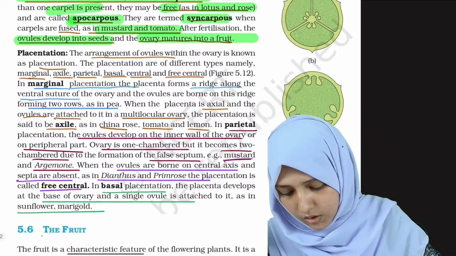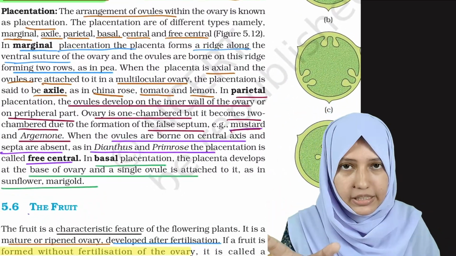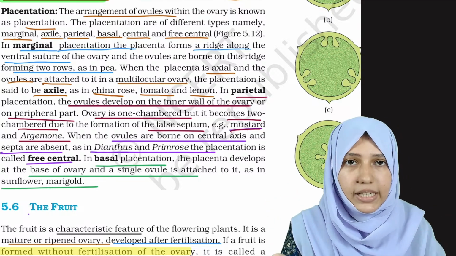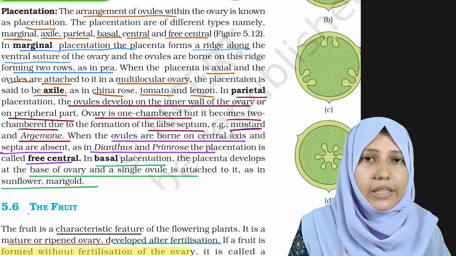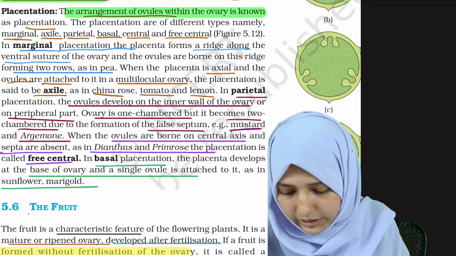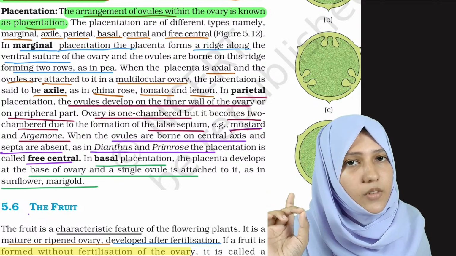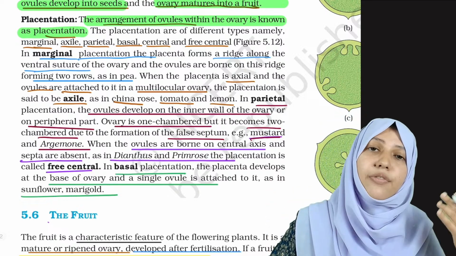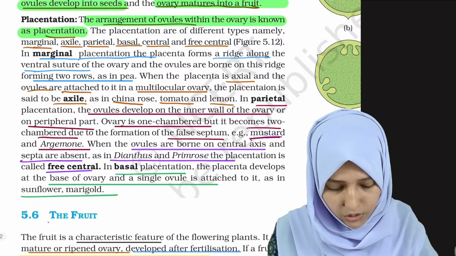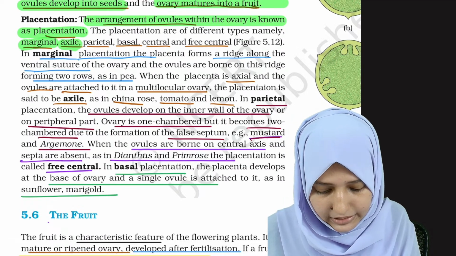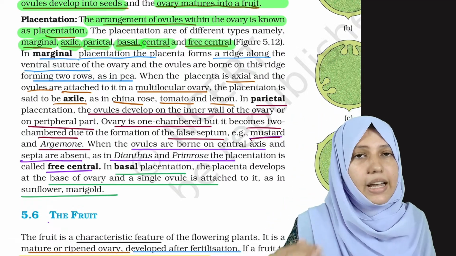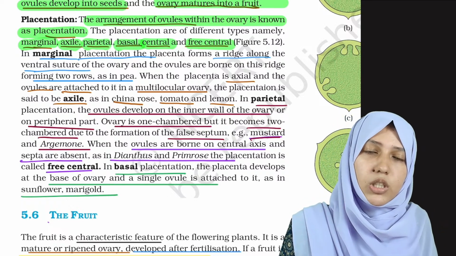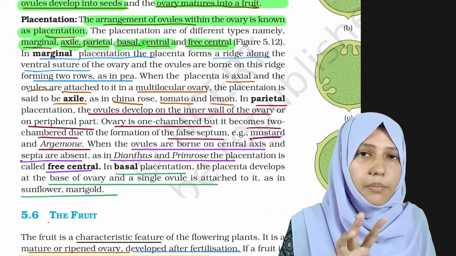Clear? Okay, now coming to placentation. What is placentation? Placenta is the soft cushion-like surface where ovules are arranged. So placentation is the arrangement of ovules on the placenta, within the ovary. Now there are different types of placentation. Let's see each of them. First is marginal, then axial, parietal, basal, central, and free central. If we remember these names, it's easy to remember what they mean also.